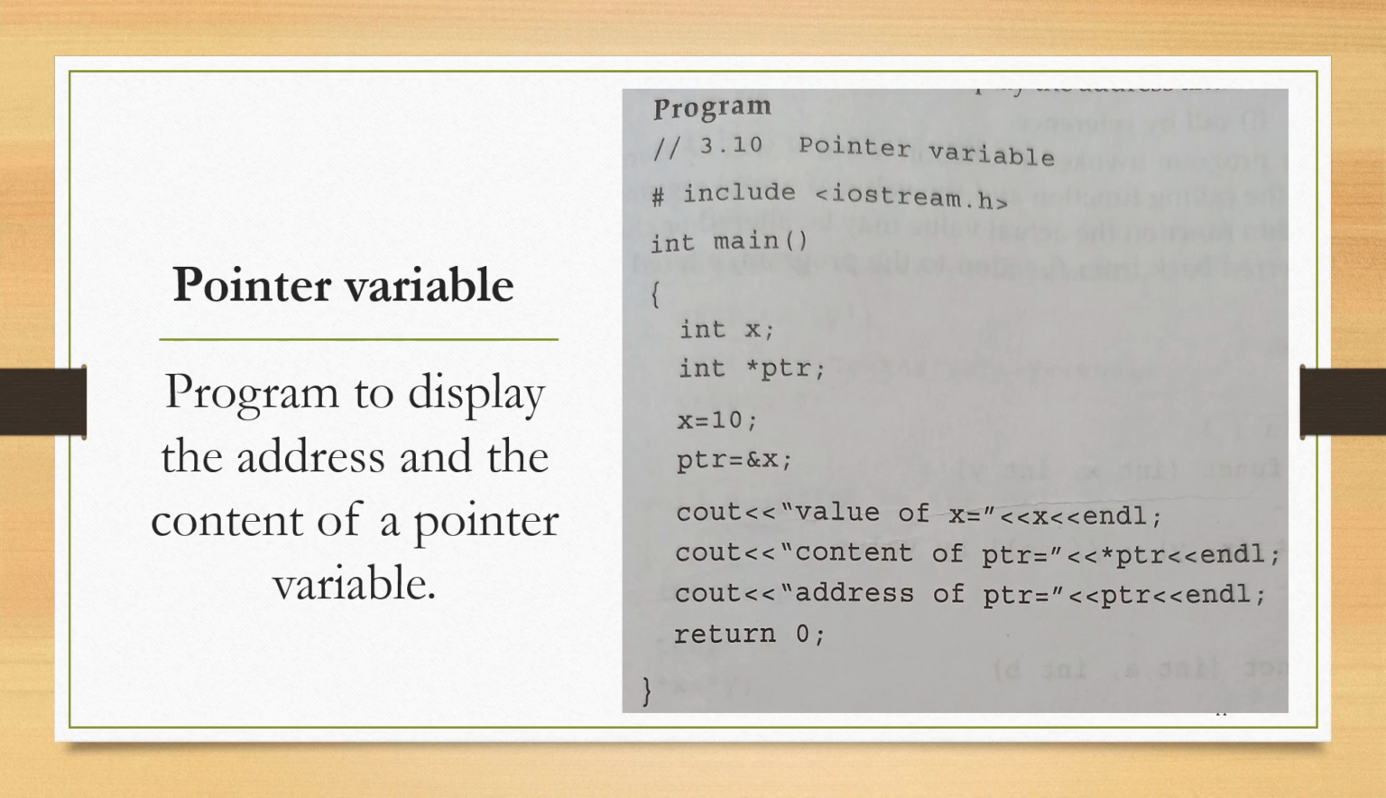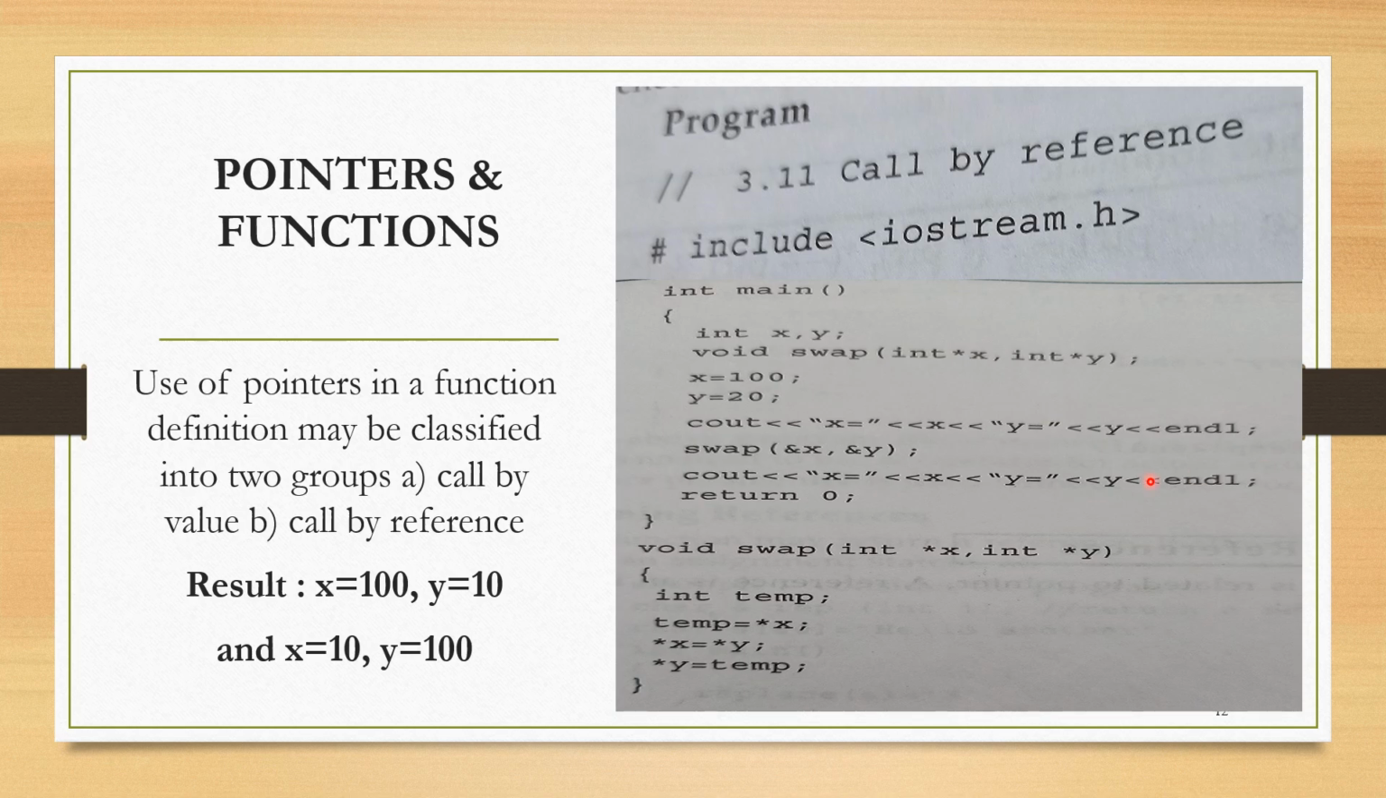Okay. What is next? Pointers and functions. How are pointers used in functions? Usually we call functions by value. Now we will call by reference, using pointers in a function. Function calls may be classified into two groups: call by value and call by reference. Call by value we have already seen. Now we will use call by reference.